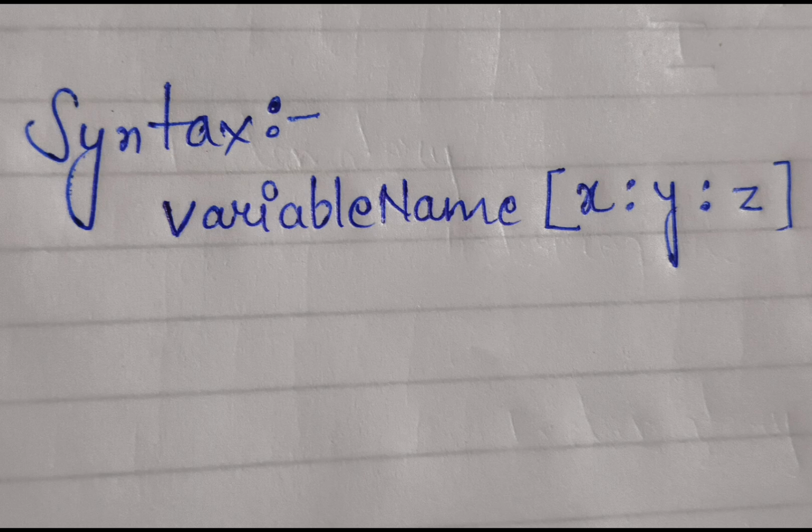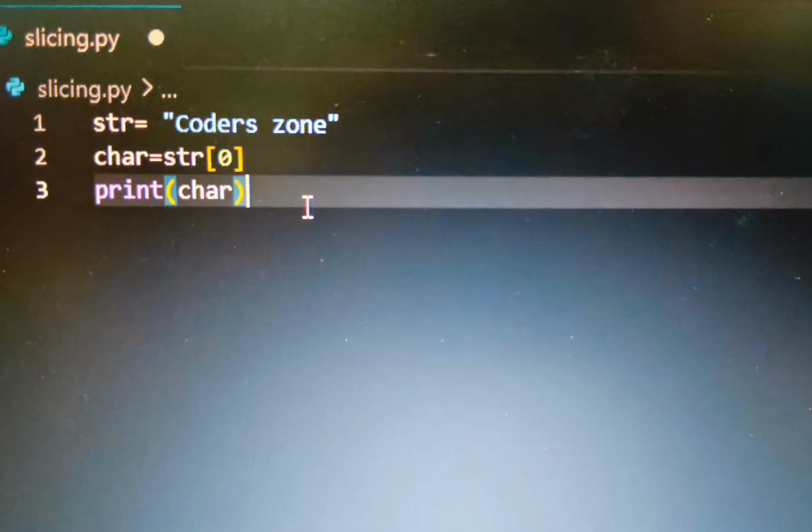This is what the syntax of slicing looks like. Now I will give you some examples. This is the first example. Here "Coders Zone" is the string which is stored in the variable str. So by using the variable name str, we will do the slicing.